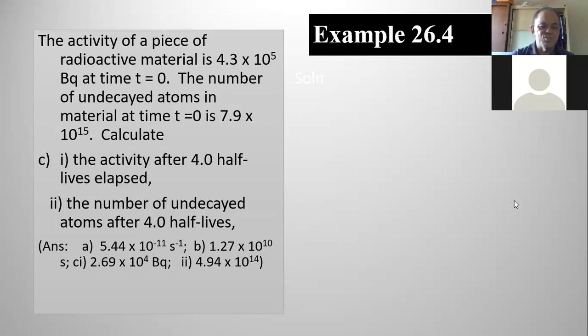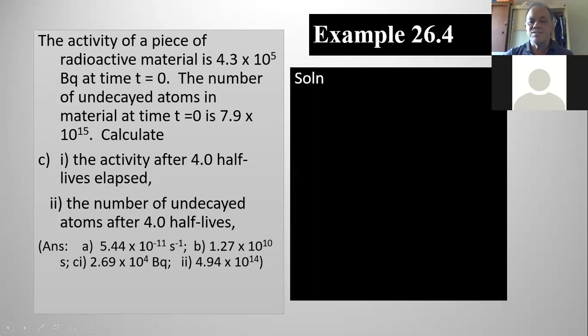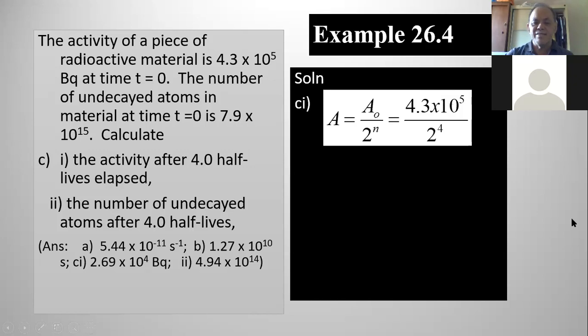Let's go to part C. The activity after 4 half-lives. After 4 half-lives, what's the activity? Same thing, choose the right formula. You can use that one there or use e to the minus lambda t. So A naught is the initial activity, n is the number of half-lives. We are told it's 4 half-lives, so it's easy to put 4 there, with 10 to the power 4. This is the initial activity, and we calculate it out using a calculator and we get this value.